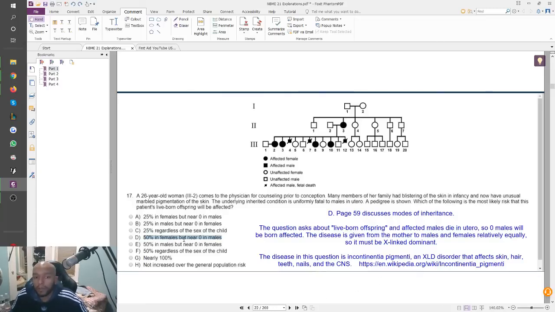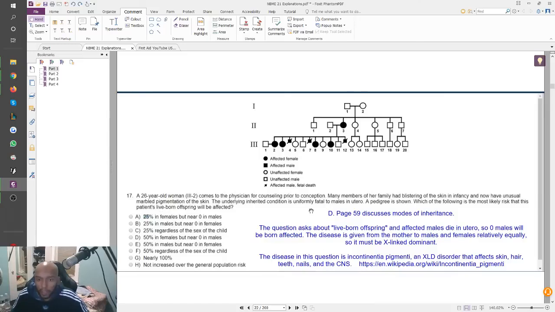But the 50% in females and near 0 in males should have been something I was able to get right once I figured out it's X-linked dominant, right? Because the chances of passing your X chromosome is 50-50. You either get the good one or the bad one. I actually went with 25% in females, but near 0 in males. I'm not exactly 100% sure anymore why I picked that, but I do remember picking A.